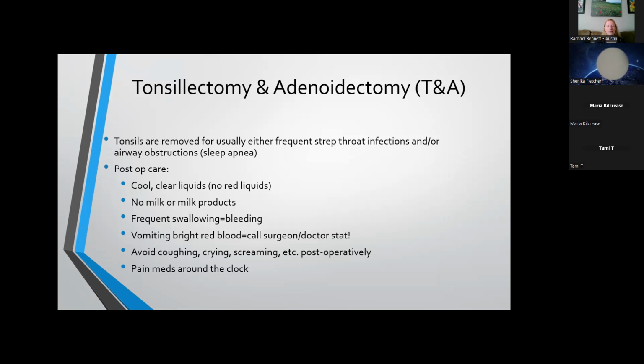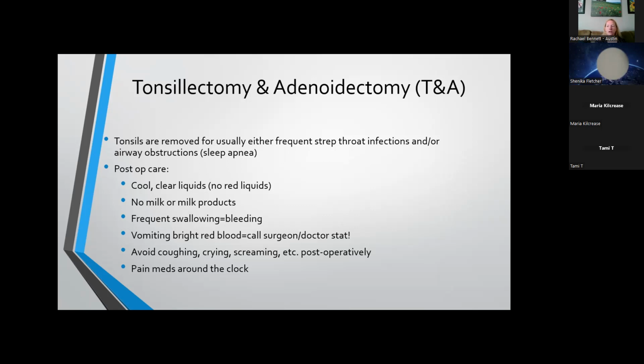We want to report that. We want to call the surgeon and make sure that we're dealing with that. We want to keep that child as calm as possible. Okay, we don't want him to bust those sutures that are in place where those tonsils were removed.